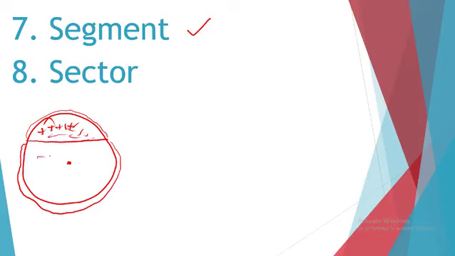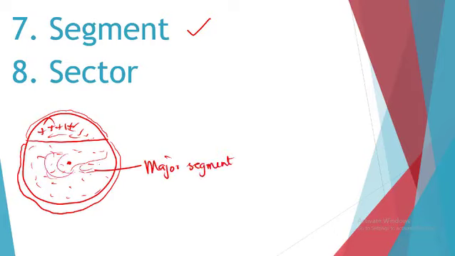Let's assume we'll have plus, plus, plus here, and minus, minus here. So this area, or this part, is what we'll call the major segment. And then this little part is what we'll call the minor segment. Do we understand? So we then have the sector.